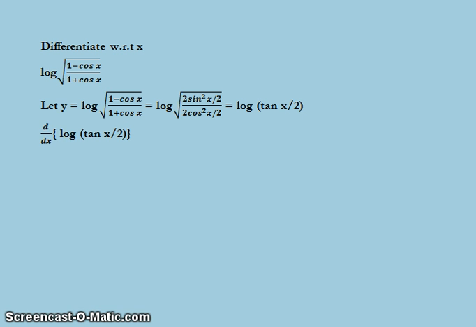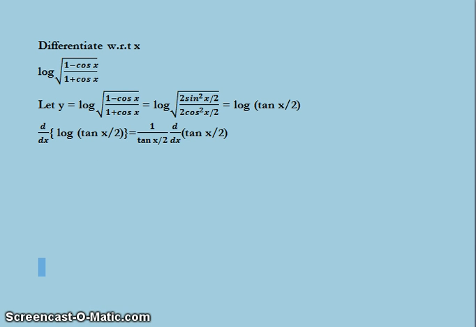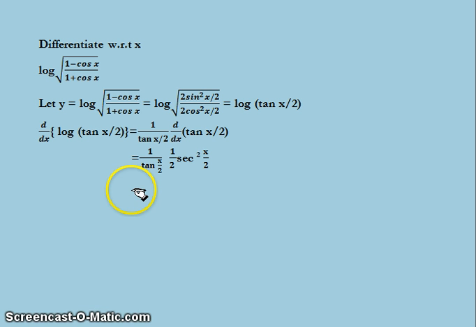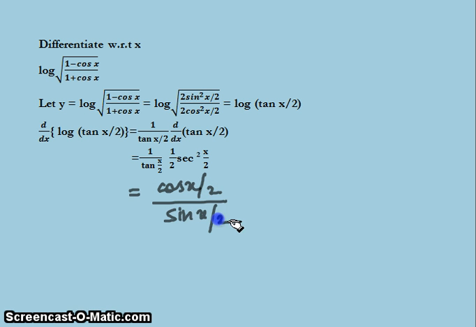that is d by dx of log tan x by 2, which is equal to 1 divided by tan x by 2 into differentiation of tan x by 2 with respect to x, which gives us 1 divided by tan x by 2 into 1 by 2 sec square x by 2, which can be rewritten in terms of cos and sine as cos x by 2 divided by sine x by 2 into 1 by 2 sec square x by 2 can be written as 1 divided by cos square x by 2.